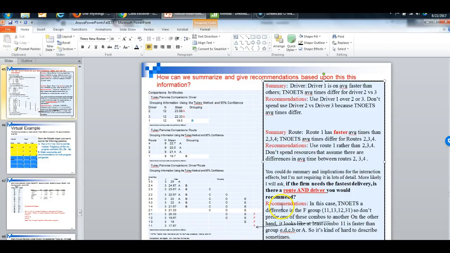All right, I'm back at it. And so what we've got here is that we're making a recommendation for route and driver. And it looks like group F, there's not enough evidence to suggest that among these drivers in these routes that it differs, right?